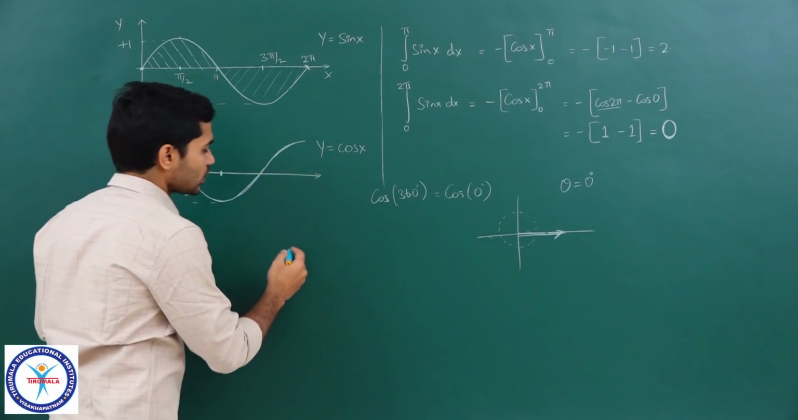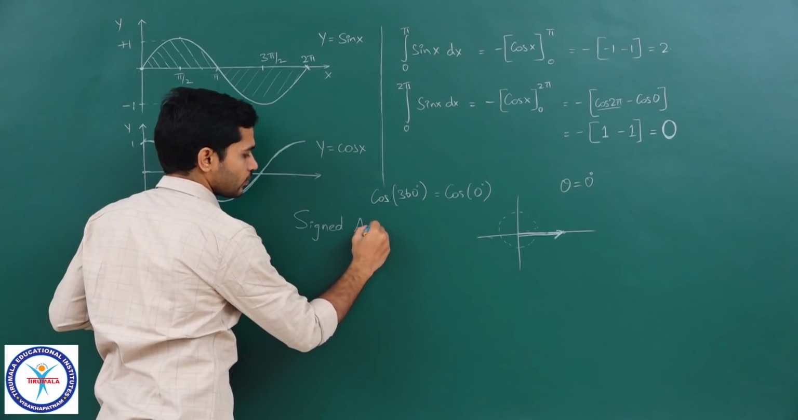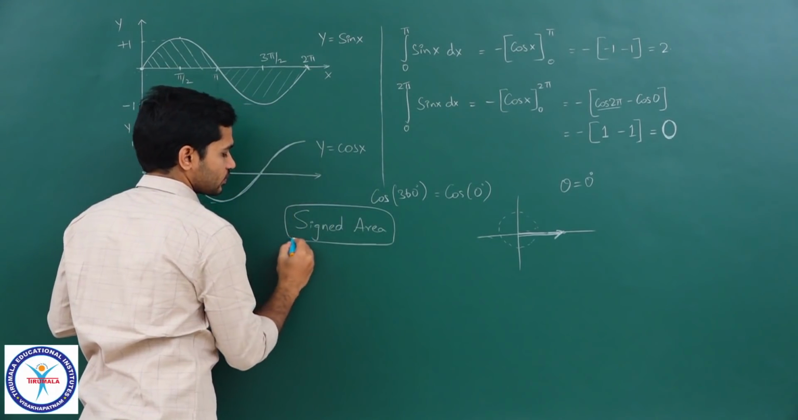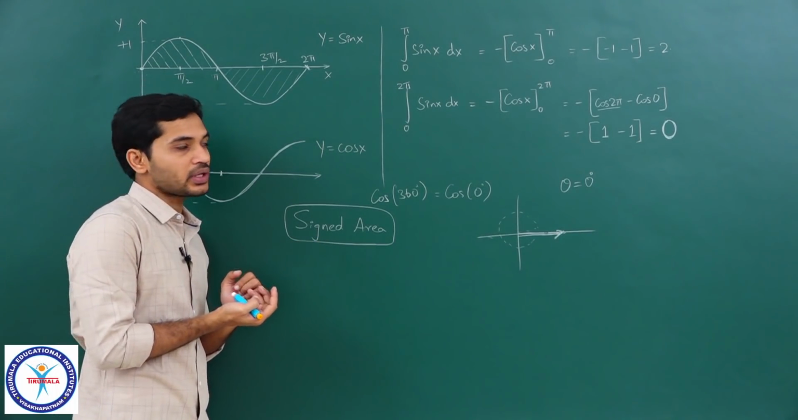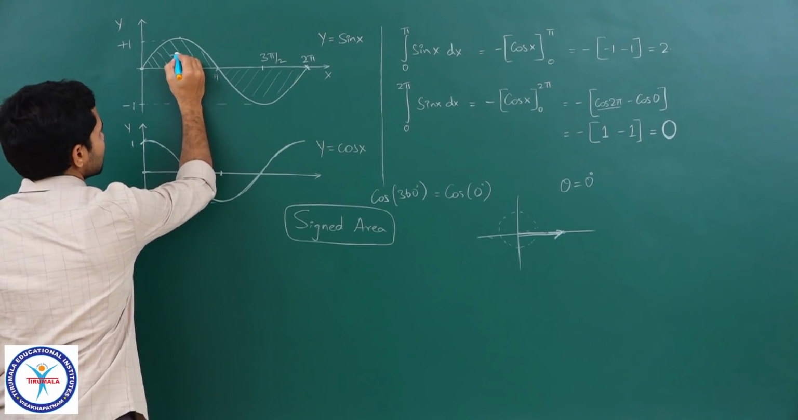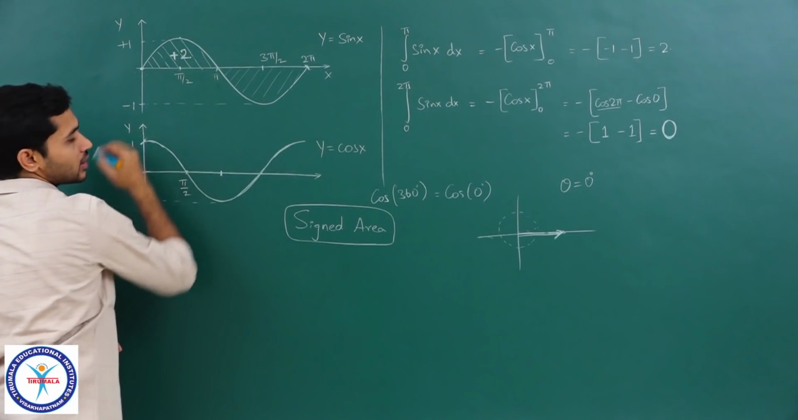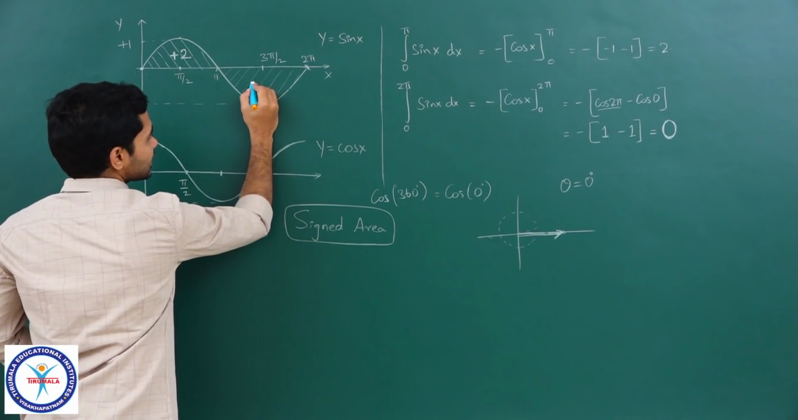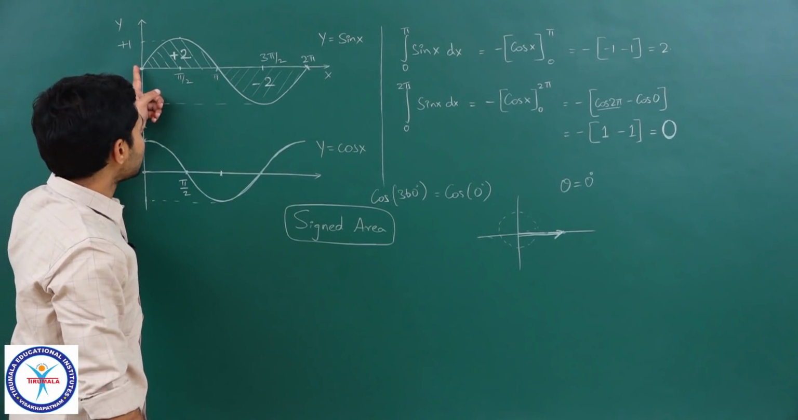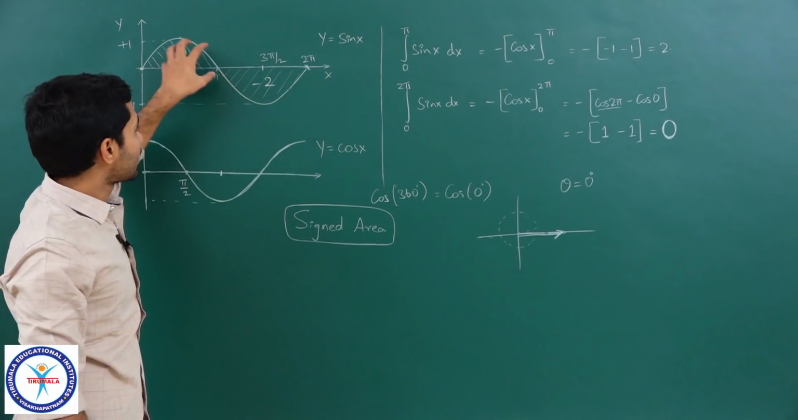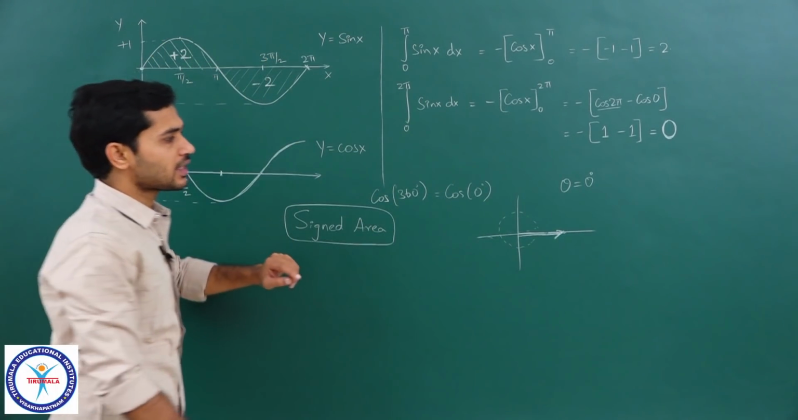So why is it so? The reason for that is something which we call signed area. Which means for area we should associate a sign as well. In this particular scenario, this is the area above the x-axis, so this is considered as positive area, and this is the area below the x-axis, so this is considered as negative area. That is the reason when we integrate from 0 to 2 pi, we get plus 2 plus minus 2, which will become 0. So that is why we are getting that result over here.